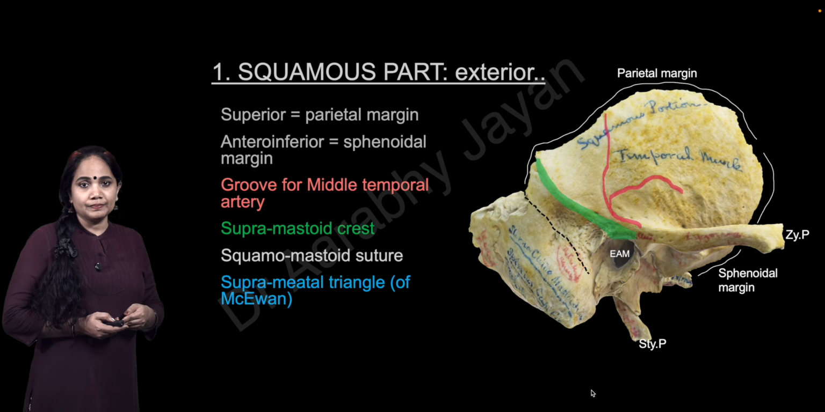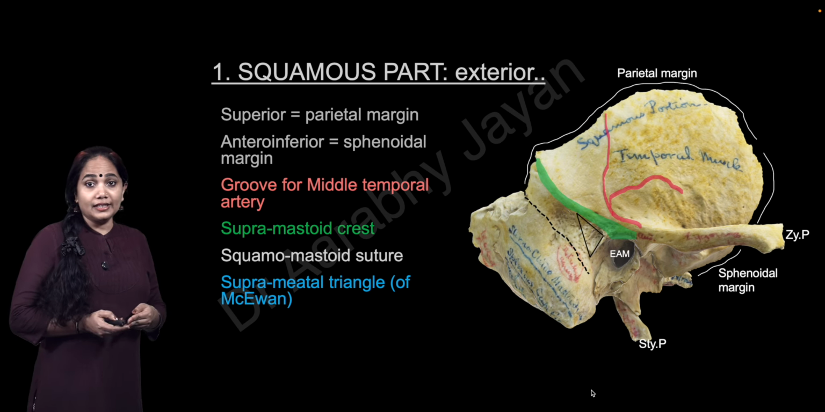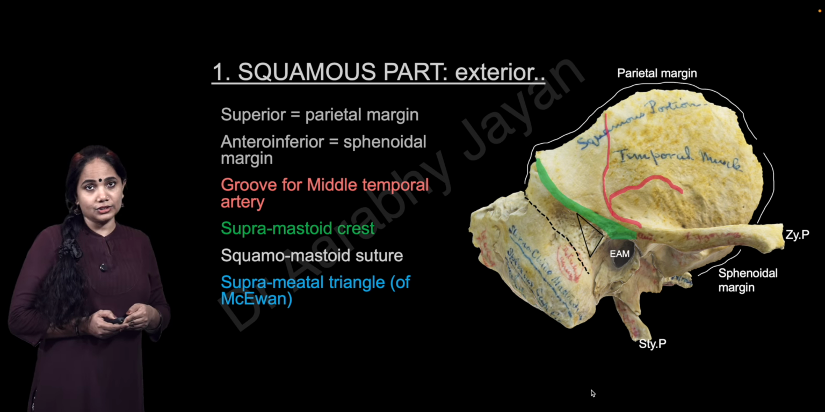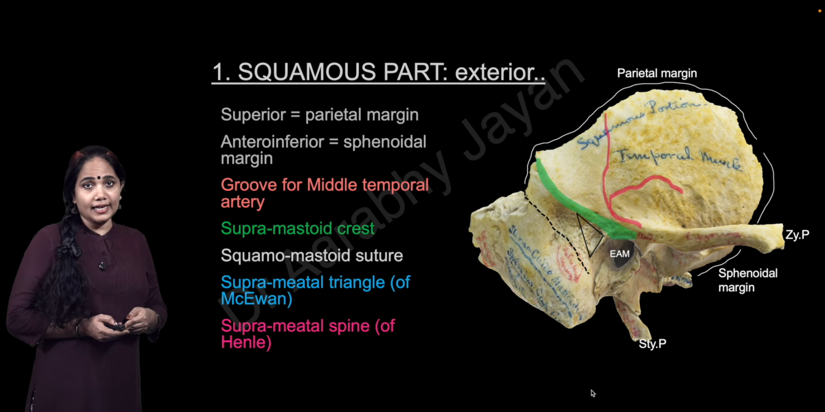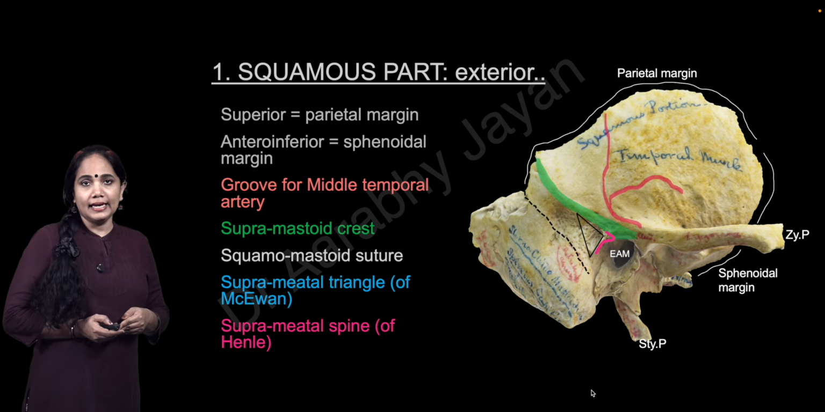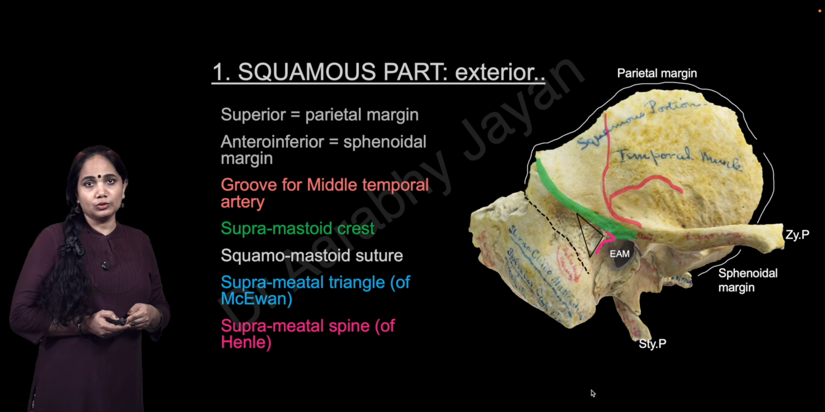The suprameatal triangle is here, located immediately above and behind the external acoustic meatus, and it is limited anteriorly by this crest, which is the suprameatal spine or the spine of Henle, which is one way of identifying the suprameatal triangle.